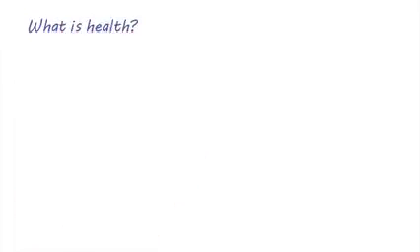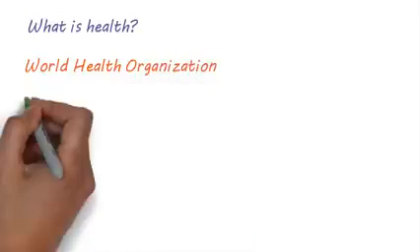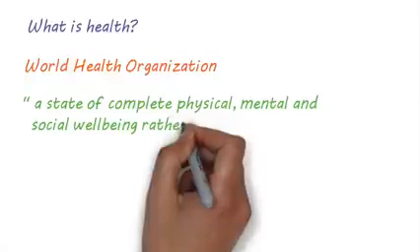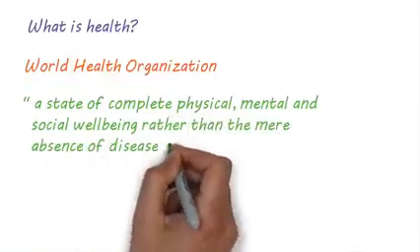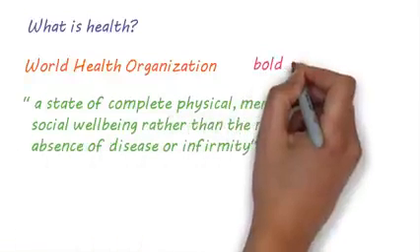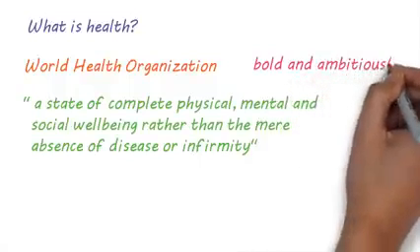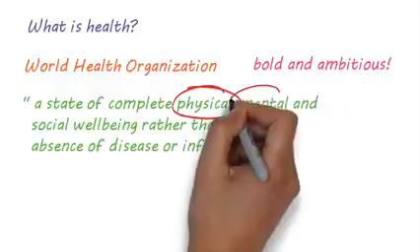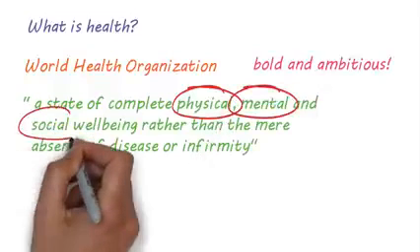The World Health Organization defines health as a state of complete physical, mental, and social well-being, rather than a mere absence of disease or infirmity. This is a pretty bold and ambitious definition that prompts people to look beyond diseases and focus not only on the physical aspect of health, but also on the mental and social aspects as well.